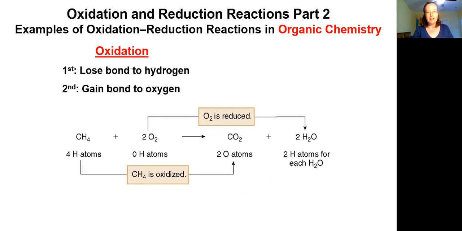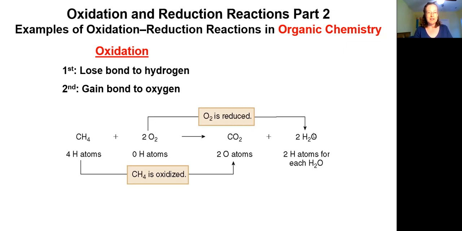This is the second part of oxidation and reduction reactions. For these, we're going to talk about the ones in organic chemistry. In this case, it's all covalent bonds, so we're not going to see any +1 charges or -2 charges. Instead, what we'll keep an eye out for are bonds to hydrogen and bonds to oxygen. In the process of an atom being oxidized, it will lose a bond to hydrogen first. Then it will gain a bond to oxygen.